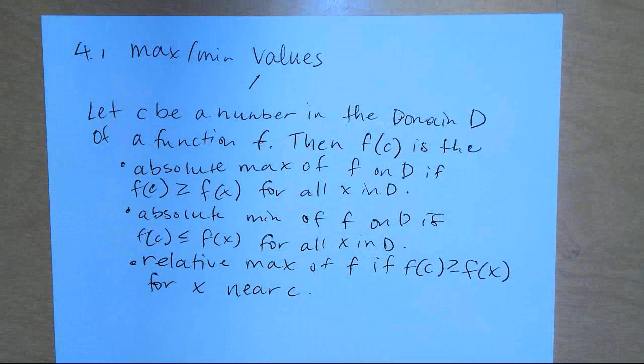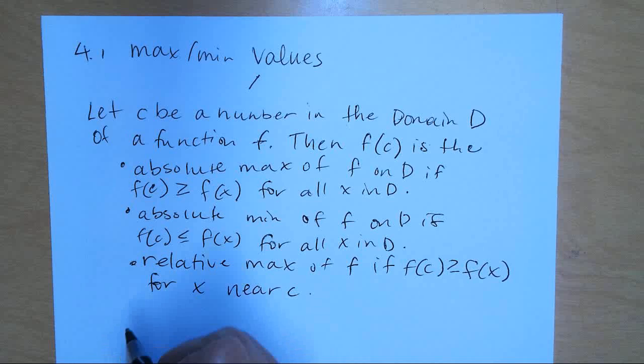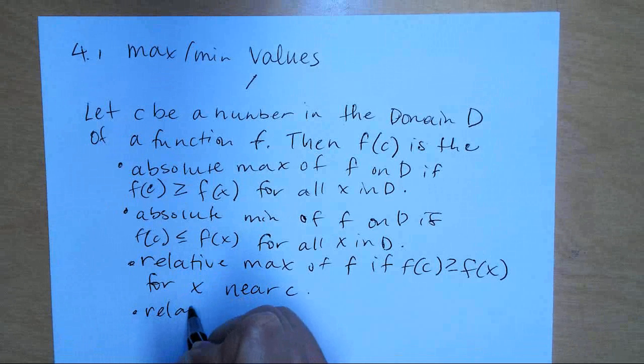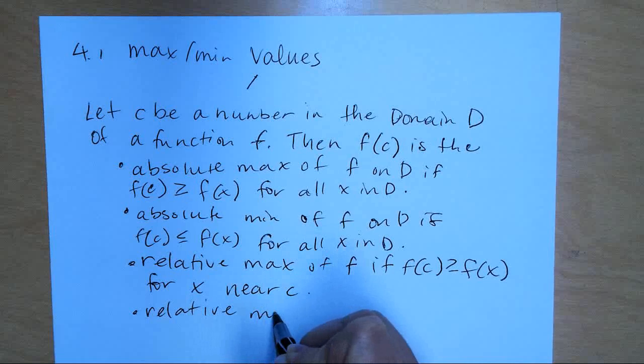So the difference in the absolute max and the relative max is that the absolute max has to be true for all x. For every member of the domain, that has to be the highest y value. For the relative max, it's saying that only where x is near C. And we'll draw examples in a second. Let's go ahead and write relative minimum first. And relative minimum is the same thing, just less than.